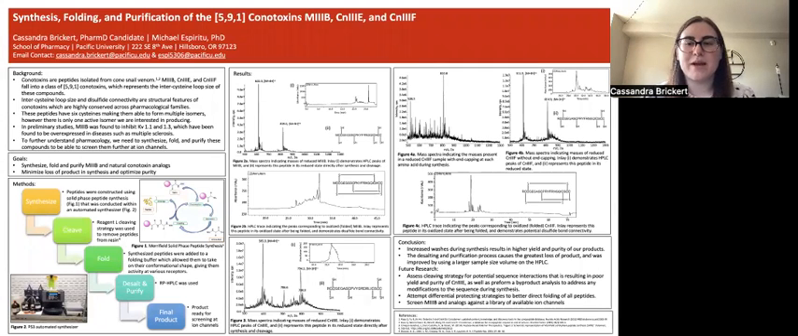Hello, everyone. My name is Cassandra Brickert, and I have been working in Dr. Spiritu's lab for the last few years of pharmacy school. My capstone project is on the synthesis, folding, and purification of what are called 591 conotoxins. Specifically, I worked with conotoxins M3B, CnIIIE, and CnIIIF.